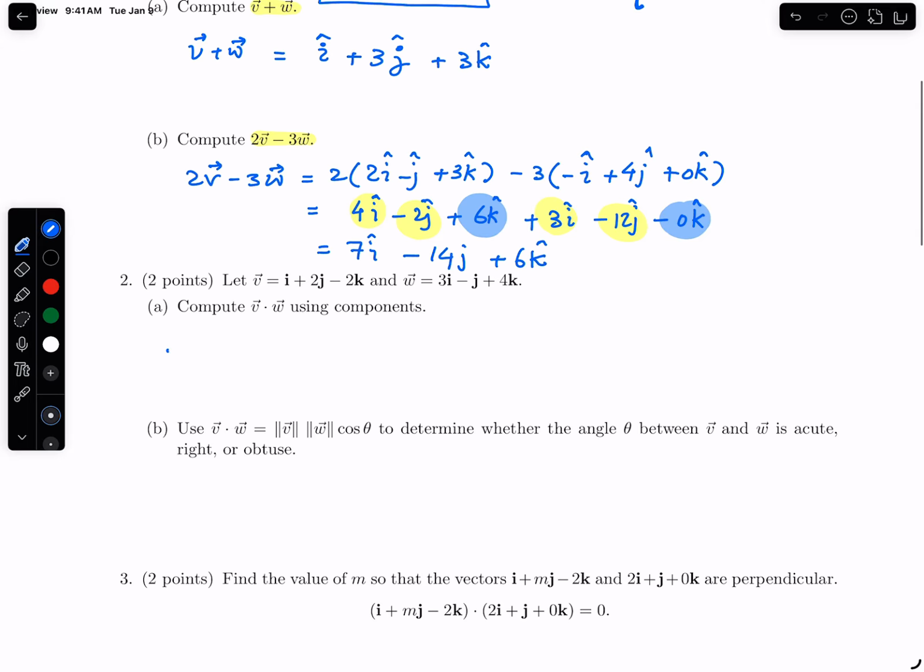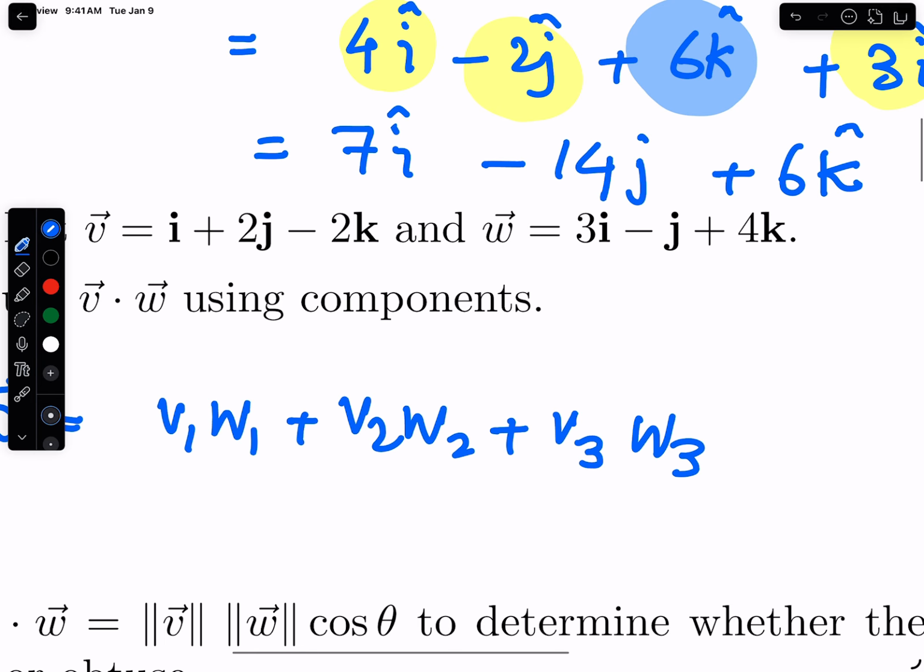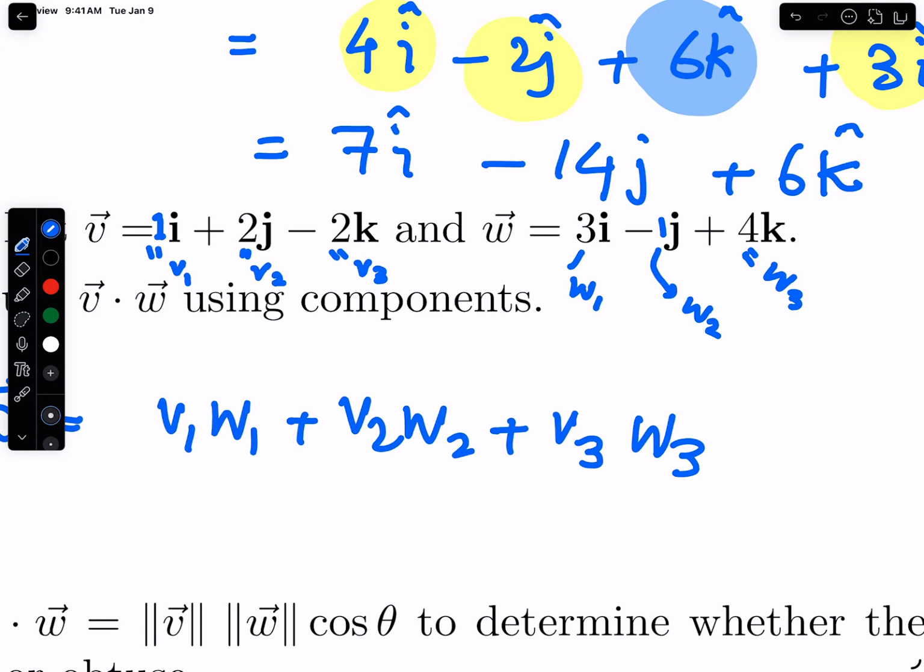So here I'm going to talk about what is the dot product of v and w, and we know that by definition this is v1 w1 plus v2 w2 plus v3 w3. And if we look at these vectors, the x component is 1, which is v1, and this guy is v2 and this negative 2 is v3. Similarly in w, this is w1 and this negative 1 is w2 and this guy is w3.